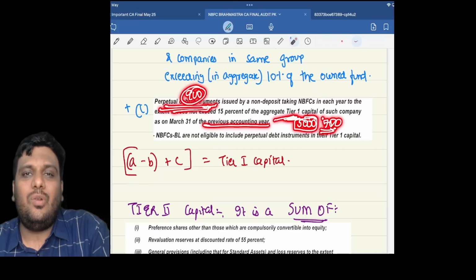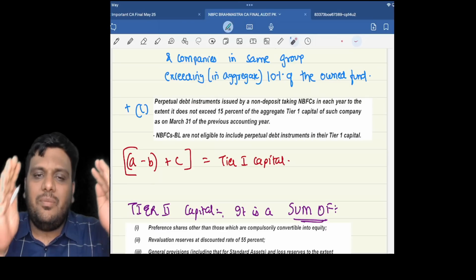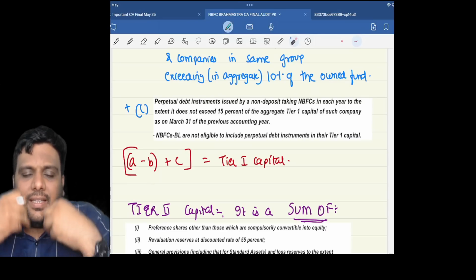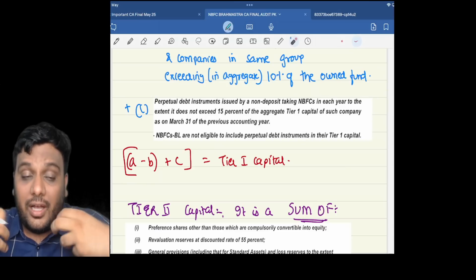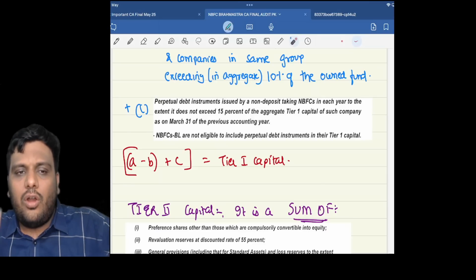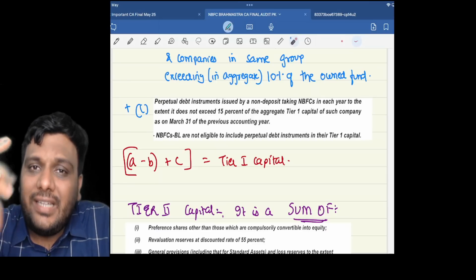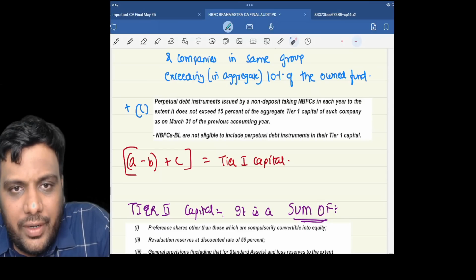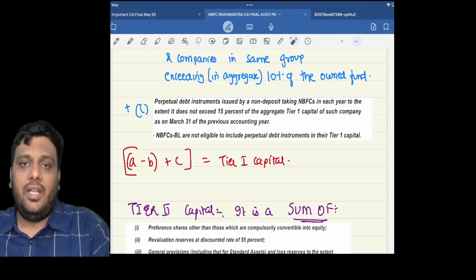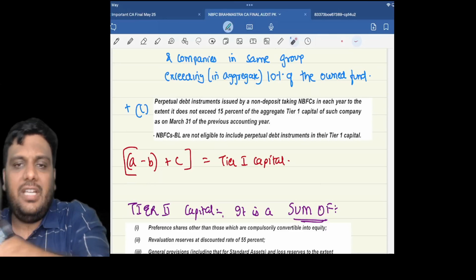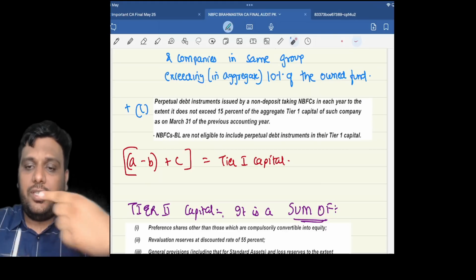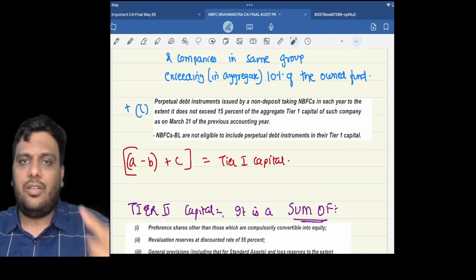Very, very simple calculation. So one more time, A minus B plus C. A, owned fund, minus whatever are the investments in other NBFC shares and subsidiaries, loans made to and investments made in the group companies. All of that I am going to minus only to the extent it is exceeding 10% of the owned fund. Plus I will add perpetual debt instruments, but only to the extent which is maximum 15% of the tier 1 capital of the previous year. So A minus B plus C. Just pause this video and revise it 2-3 times so that you don't forget.